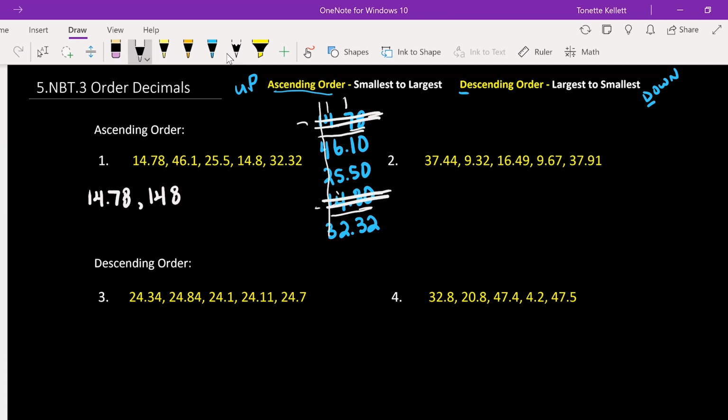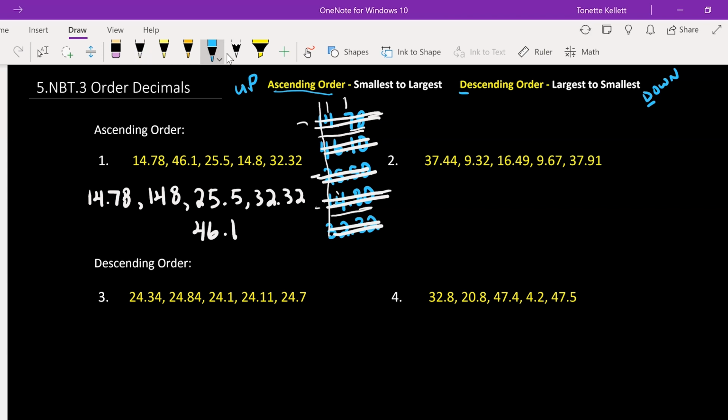Okay, now I've got 3 left. I had a 4, a 2, and a 3. Which is the next smallest, the 4, the 2, or the 3? It would be the 2. So I'm going to put a 25.5 and cross it off. A 32.32, cross it off. That leaves me with a 46.1. And I've got them in ascending order. Let's do the next one.